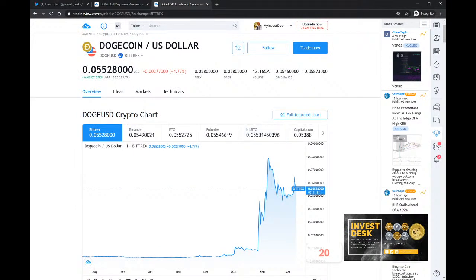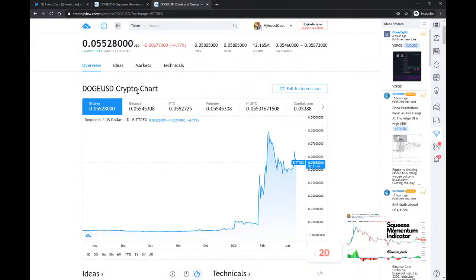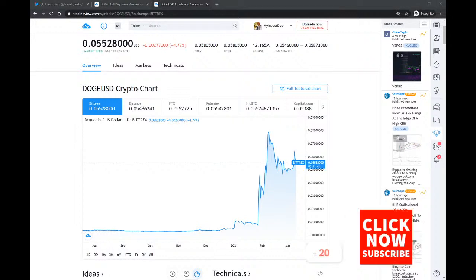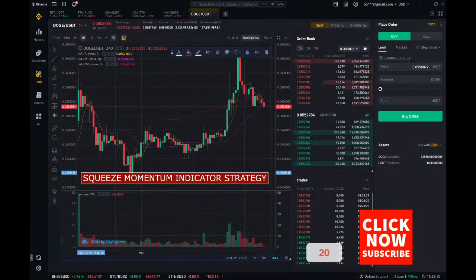So this area right here, is it a 4-hourly chart? Let me go to Binance. That'll be easier for you guys to see. Let me switch to Binance quickly, and then we'll come back and we'll start to use this indicator from scratch. So here we go. Perfect.